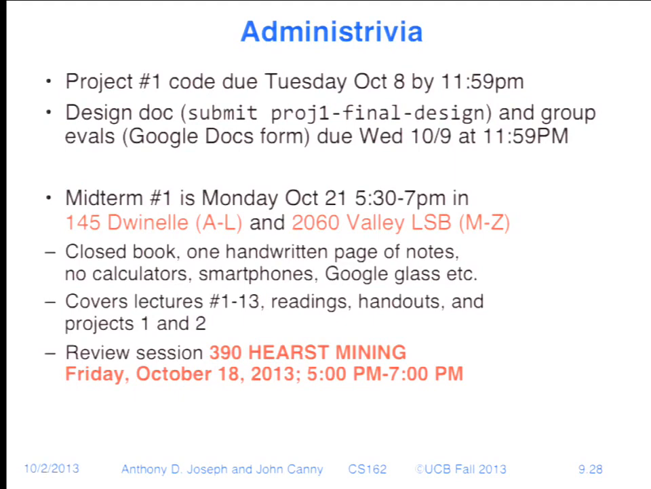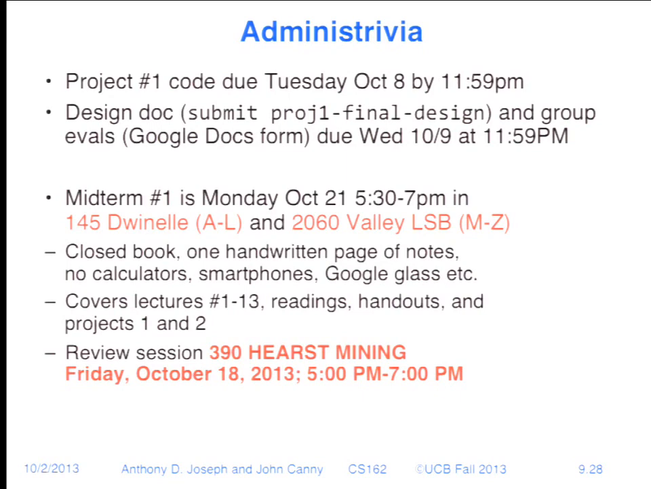Here are the midterm rooms again. It's a closed book exam. You shouldn't use notes or calculators, smartphones, Google Glass, cognitive implants, other prostheses. But you can take one handwritten page of notes.